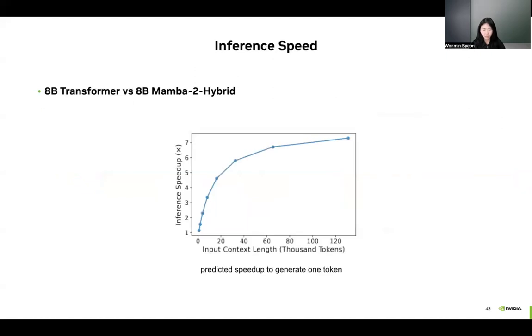Lastly, here is the inference speed comparison. The x-axis is the input length, and the y-axis is the speedup compared to transformers. As you can see, when the input sequence is shorter, there's not much speedup, but once it gets longer and longer, there is a huge speedup, like 7-8 times at about 140,000 tokens. So we see that it actually improves inference speed a lot as well.